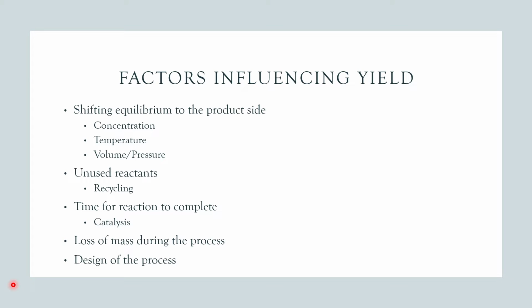to get to completion. Generally speaking, we need to take into consideration ways where we may lose mass during the process. This may help to explain why we don't actually attain the maximum yield that we were looking for, or that was theoretically possible. And generally speaking, when trying to explain why yields are not hitting that theoretical maximum, it generally comes down to the design of the process itself.